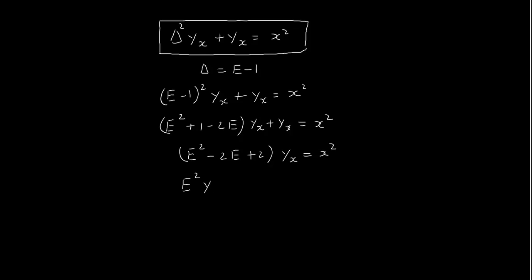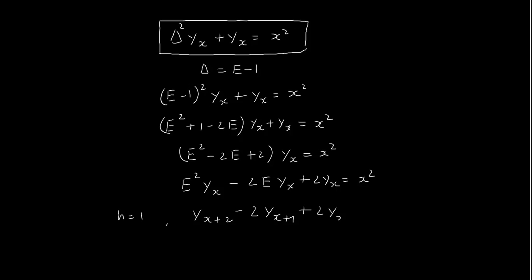y_x minus 2E y_x plus 2 y_x equal to what? x square. So if h equals 1, then E square y_x is y_(x+2), minus 2 E of y_x is 2 of y_(x+1), plus 2 y_x equal to what? Equal to x square.